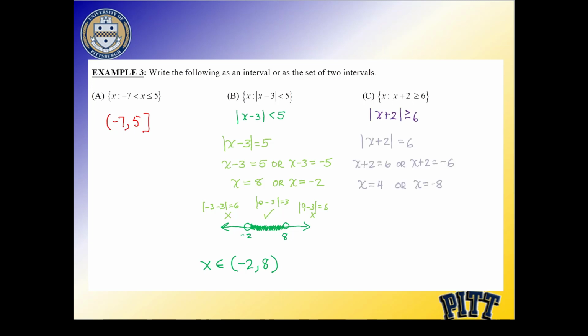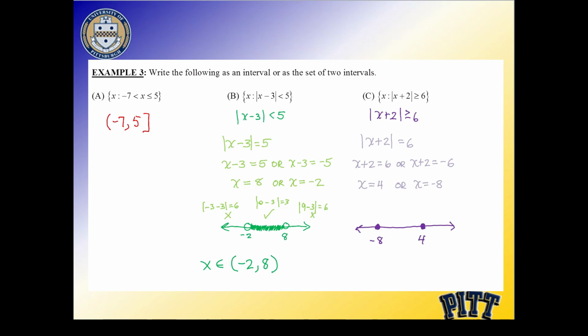Same thing with this one here. I solve a similar equation and get the solutions of 4 and -8 as the answers. Those values would make the left-hand side of the original inequality equal to 6. And here I'm allowed to equal 6 because of the equal to sign on that greater than symbol. So when I put them on the number line, I'm going to have closed dots there.